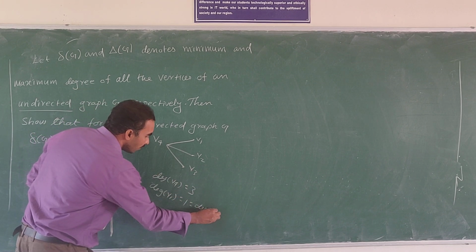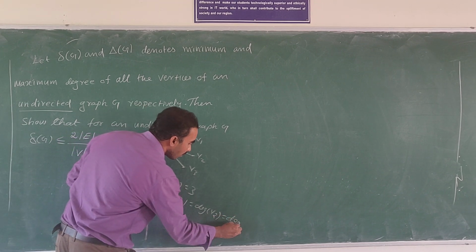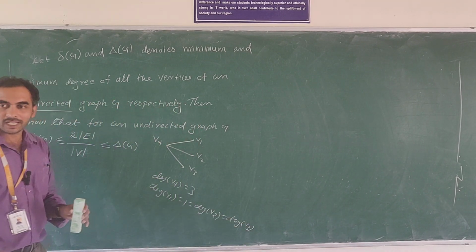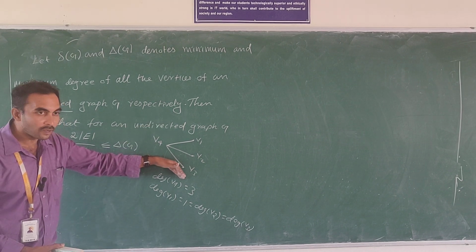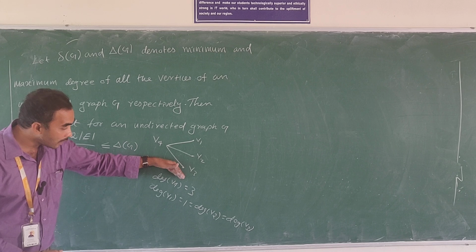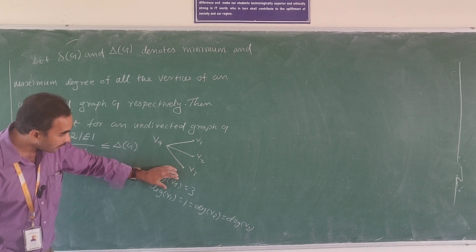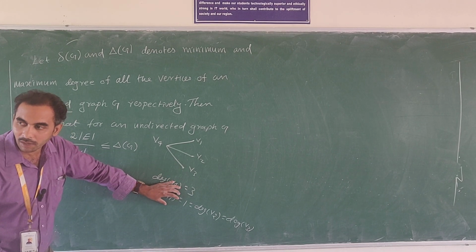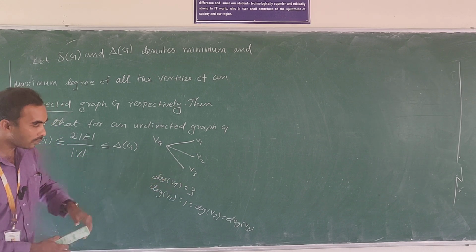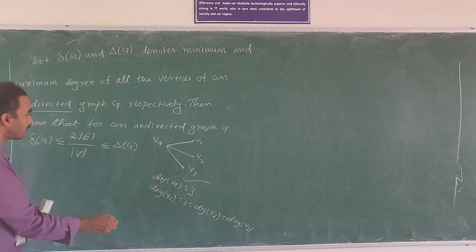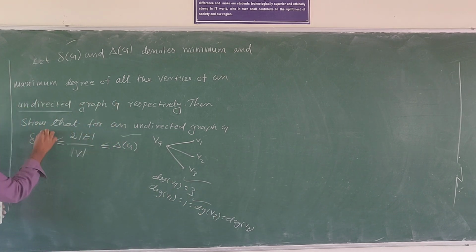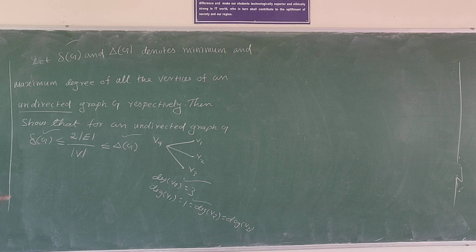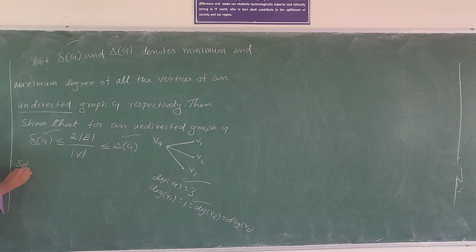Degree of V2, degree of V3. If you take any undirected graph, we can find the maximum degree and the minimum degree among the vertices. Here we have to take the maximum degree of the vertices as ΔG and the minimum degree as δG.